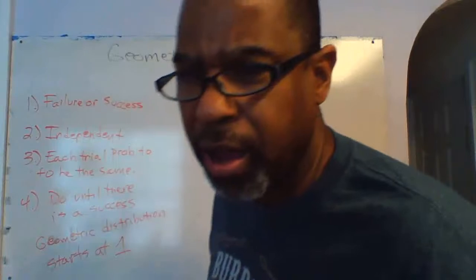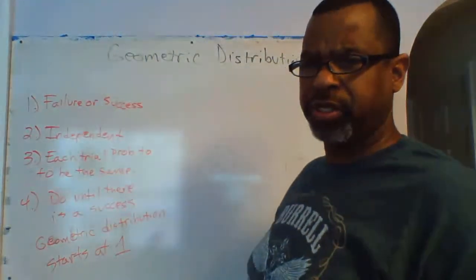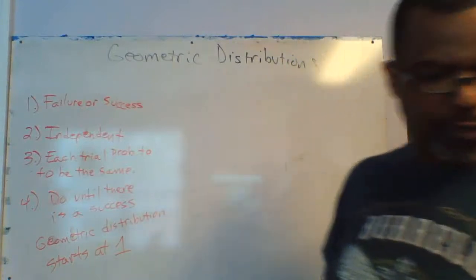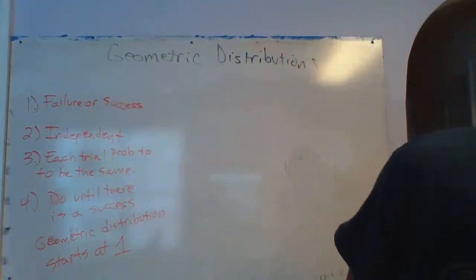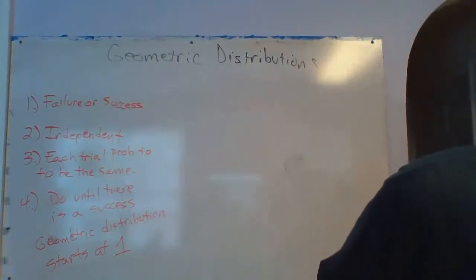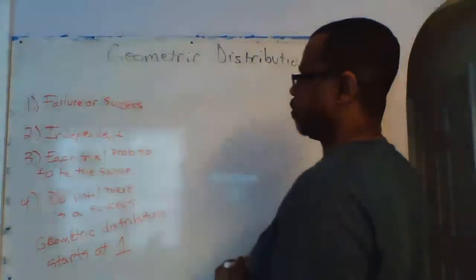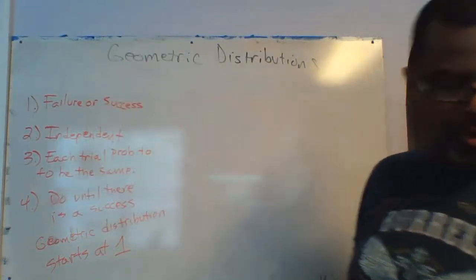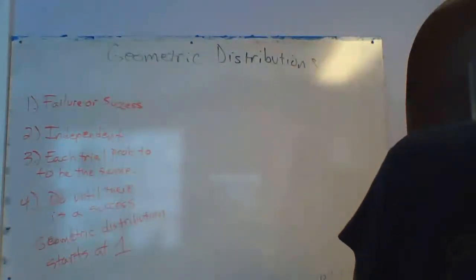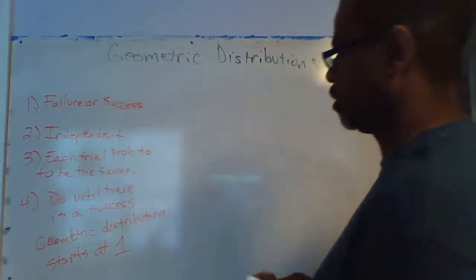Okay, now, for your rules for geometric, so in other words, the only thing you have to do, know how we did the individual probabilities for a binomial? For geometric, this is your formula.